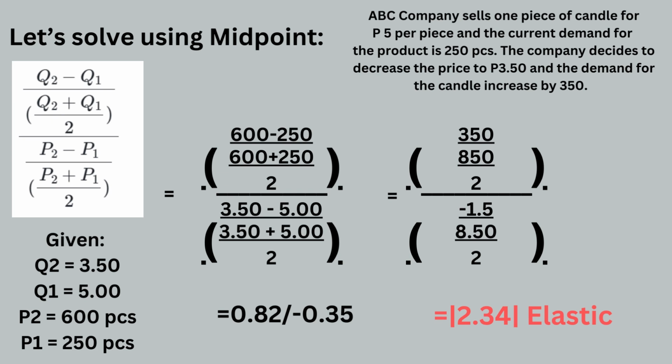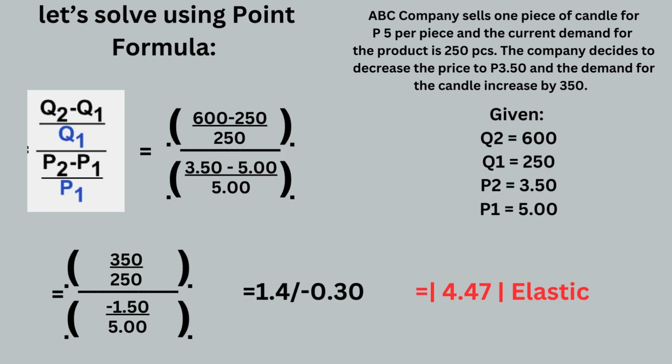Okay. So now let's compute using the point formula. The formula is Q2 minus Q1 over Q1, over P2 minus P1 over P1. As you can see, the difference between the point and the midpoint is that the denominator in the point formula is the initial quantity and initial price.